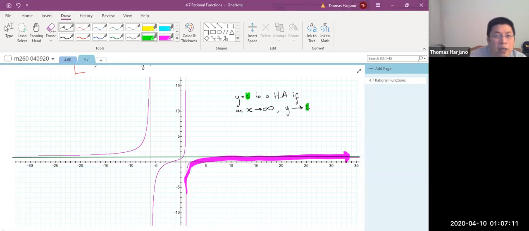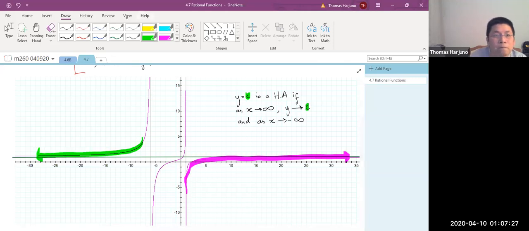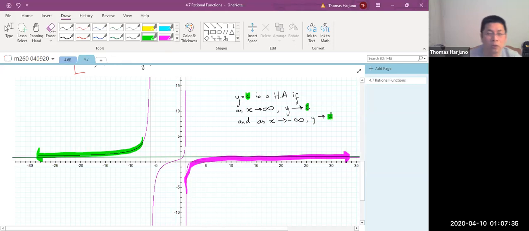Now, in this case, as x goes to negative infinity, the y value is also approaching the same number. Now, that's what we meant by horizontal asymptote.